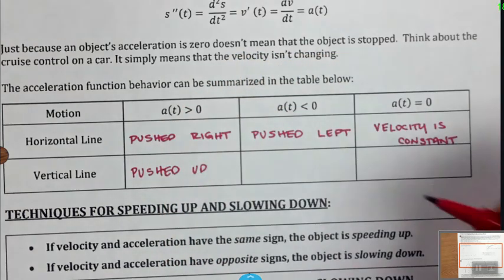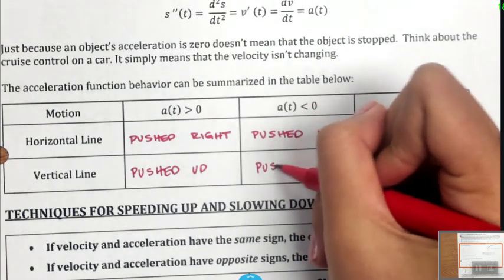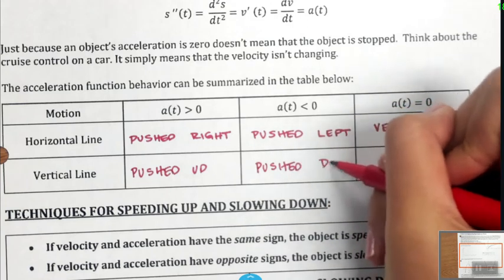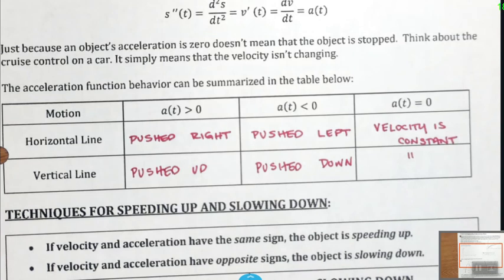Vertical line, you're being pushed up, and if your acceleration is negative, you're being pushed down. Same thing for equal to 0.